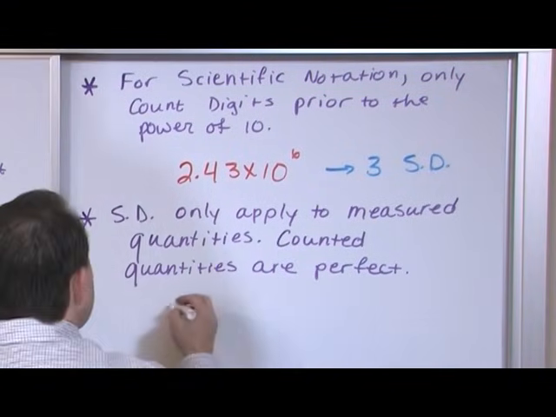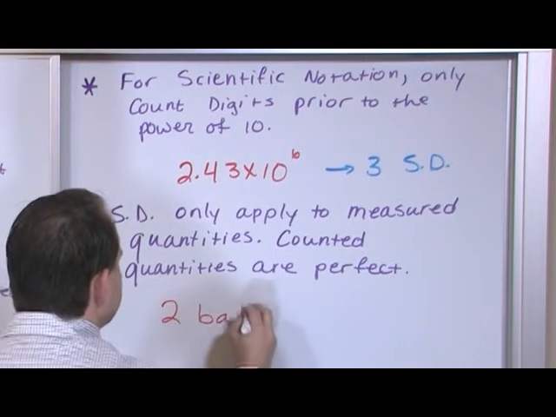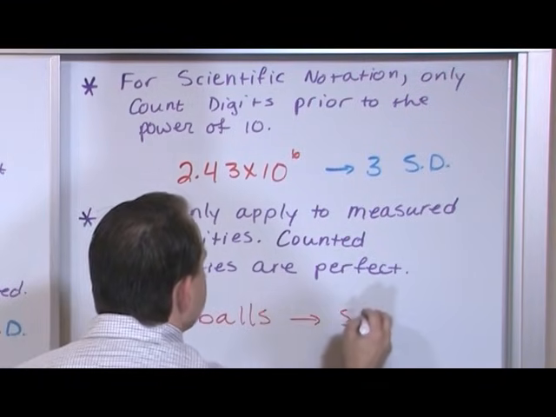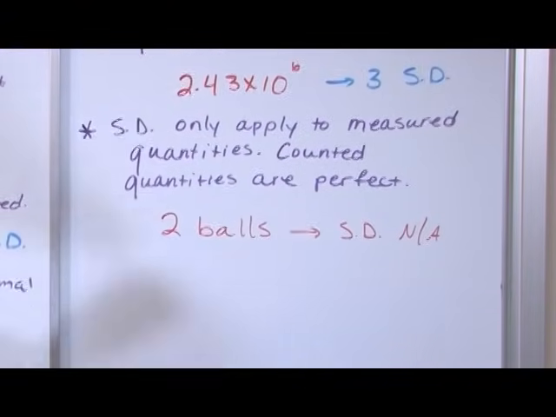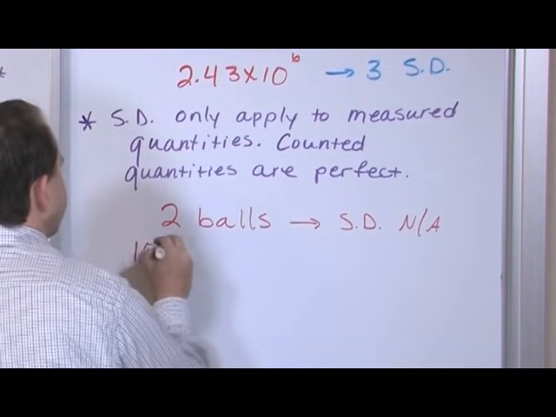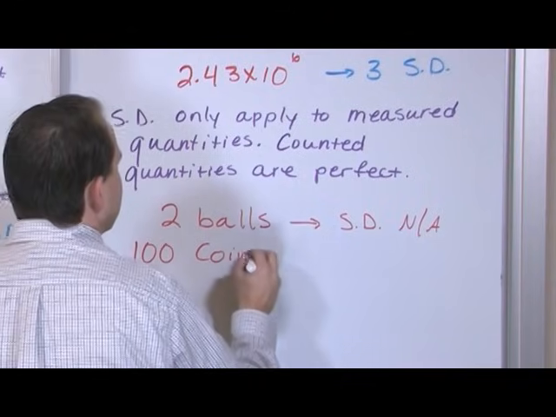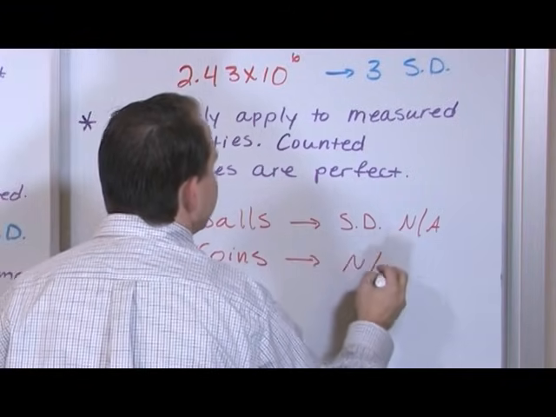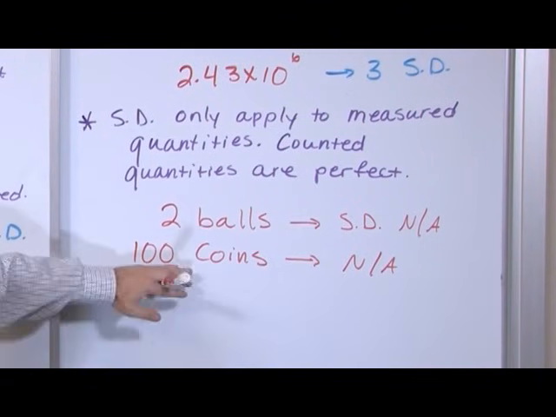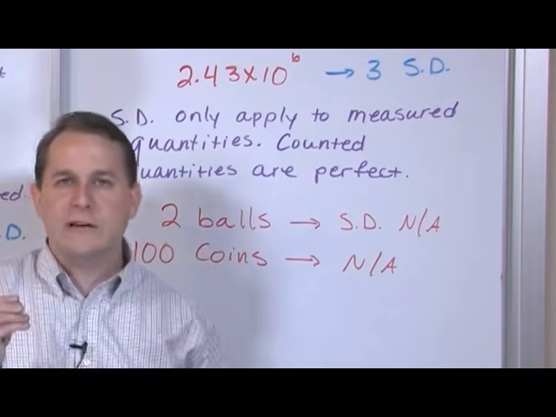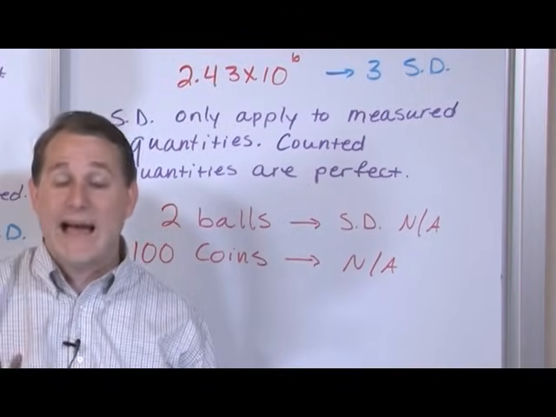So a good example would be 2 balls. For significant digits, not applicable. You don't even need to worry about them, I guess is what I'm trying to say. What about 100 coins? Not applicable. All right? Because I've counted out 2 balls. I have 2 exact balls. It's totally exact. There's no point to even talk about significant digits, because I know what the exact answer is. 100 coins. I've counted 100 discrete little coins. I know what the answer is exactly, so that doesn't even matter.